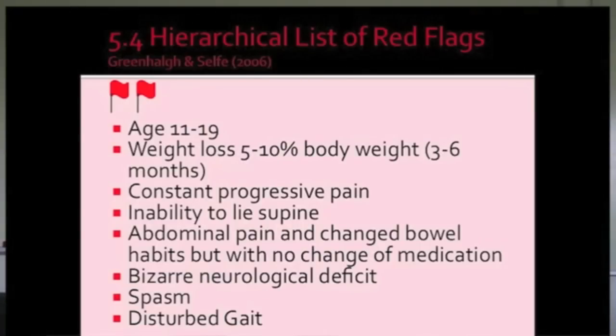Bizarre neurological deficit, spasm and disturbed gait. And again, the disturbed gait, the sort of clumsy disturbed gait, does seem to be quite an important thing in very early stages of malignant spinal cord compression.